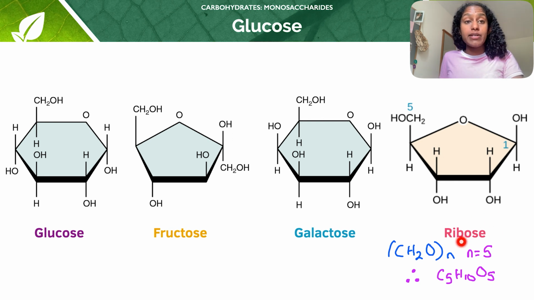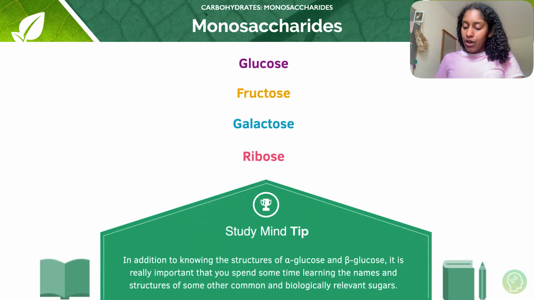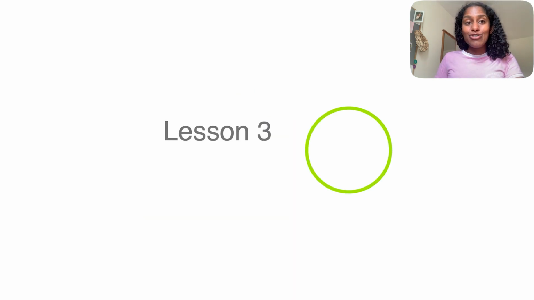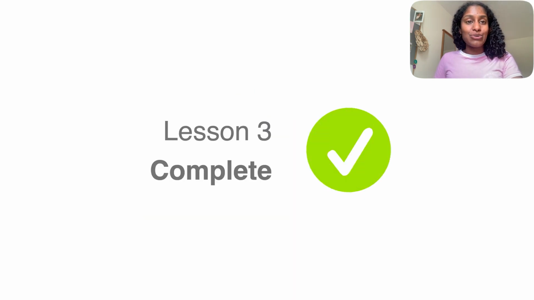We know that ribose is a really important sugar that's incorporated into ribonucleic acid, or RNA, which is really important in cellular dynamics. We've covered the structures of alpha glucose and beta glucose, but you should also spend some time learning the names and structures of some other common and biologically relevant sugars. Well done for completing today's tutorial, and I will see you for the next tutorial.